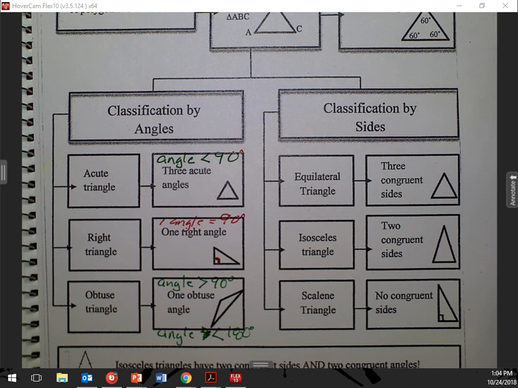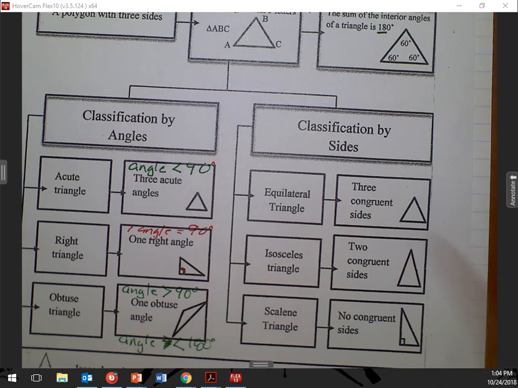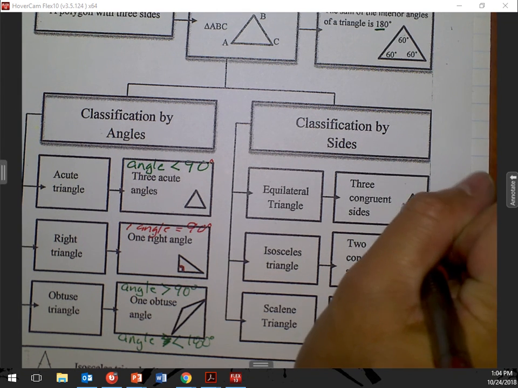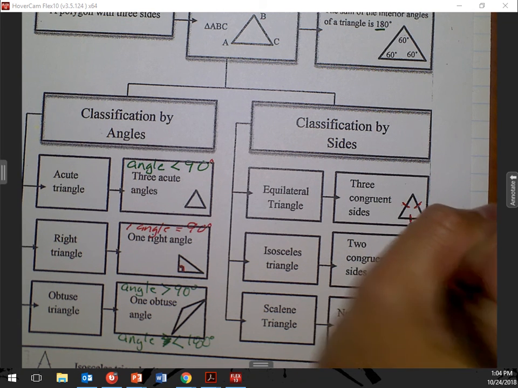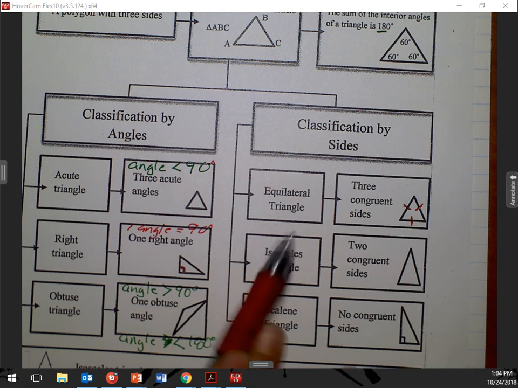All right, so classify by sides. Now we're going to talk about the length of the sides. It says 3 congruent sides. Now, what does congruent mean? Equal, the same. So if I'm going to do my tick marks for this, this is congruent to this, congruent to this. It has 3 congruent sides, and that is going to be an equilateral.